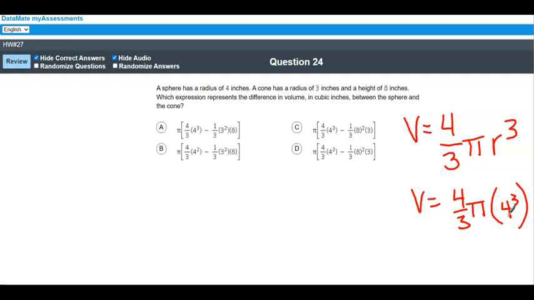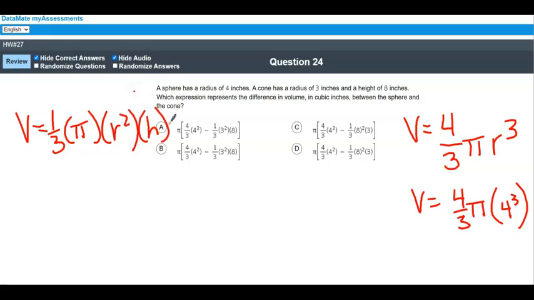And if they're telling you that a cone has a radius of 3 inches and a height of 8, then we would use the volume formula for a cone, pi r squared h, by erasing and replacing the r and the h with the right numbers. And in this case, the r is 3 and the h is 8.